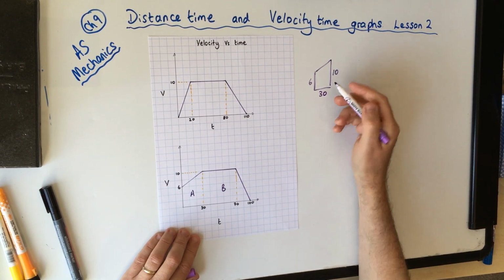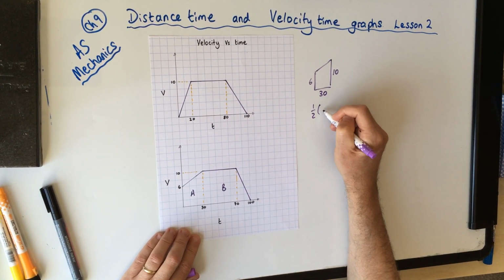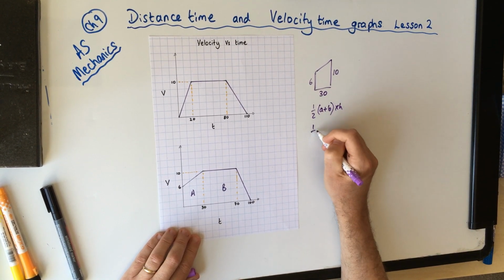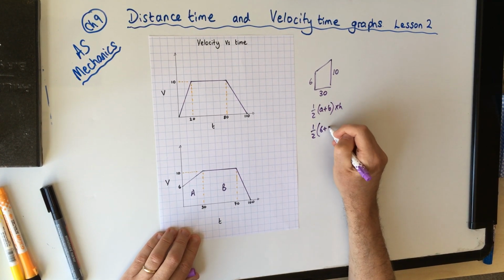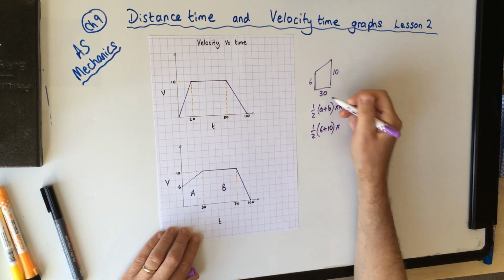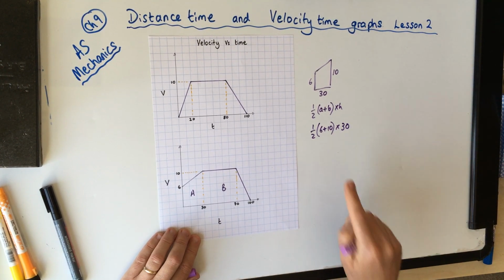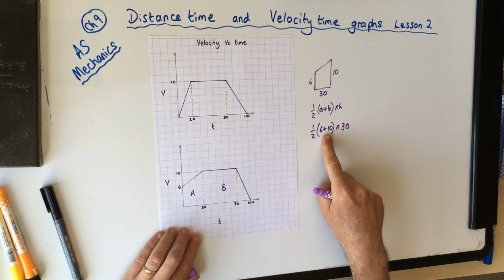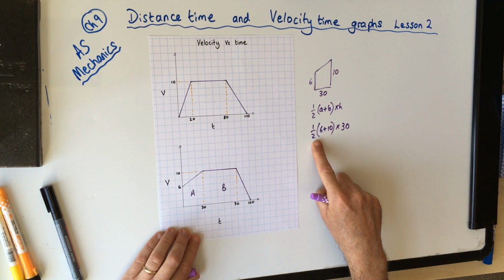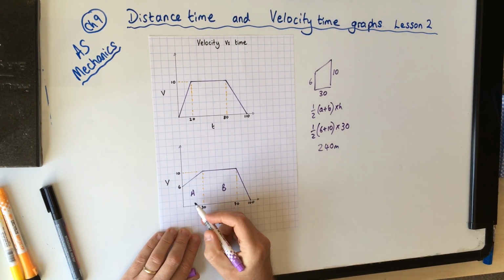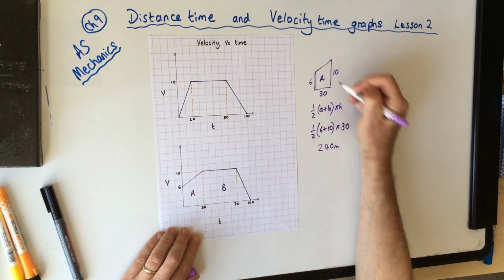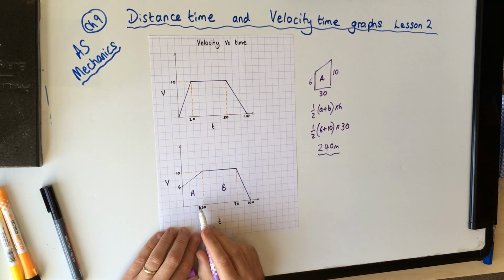So the area of this one is a half of (a plus b) times h. Those are your two parallel sides, 6 add 10, times the distance between them, which is 30. 6 add 10 is 16, halved is 8, 8 times 30 is 240 meters. This area A represents the journey of 240 meters.